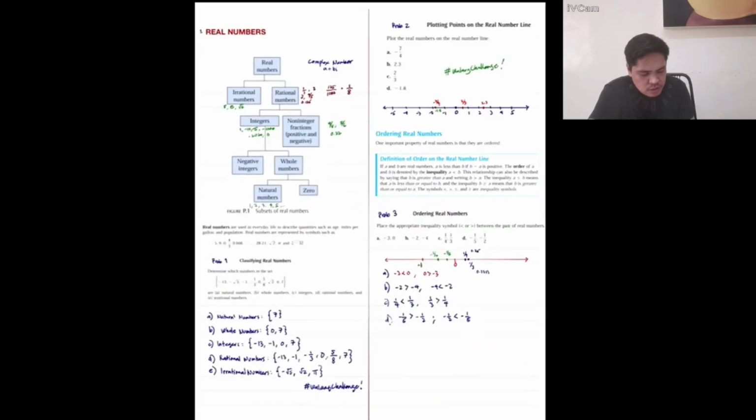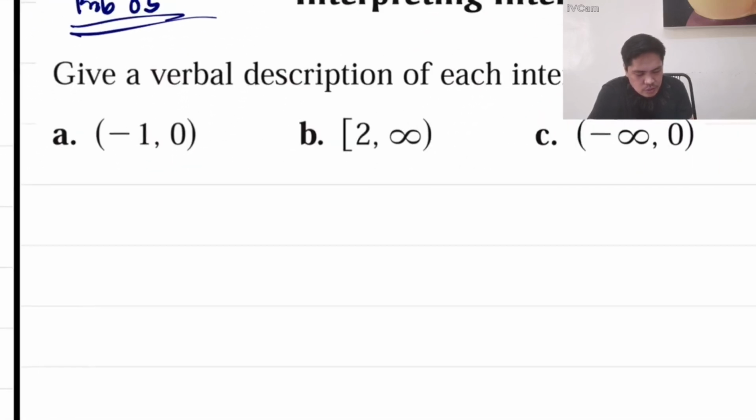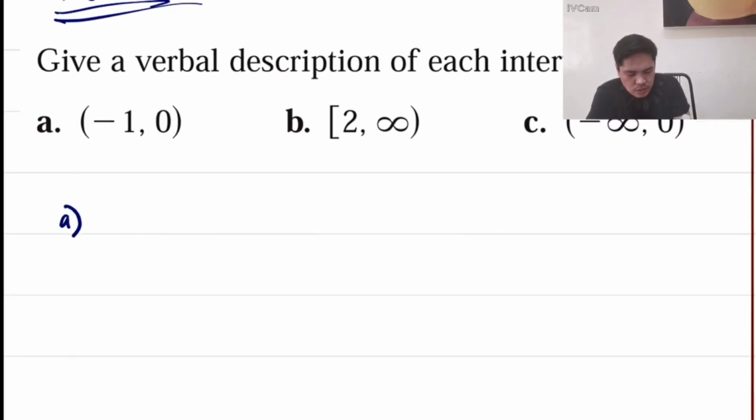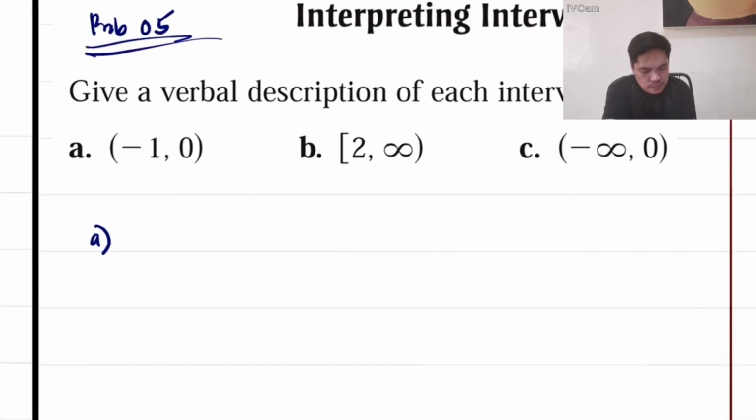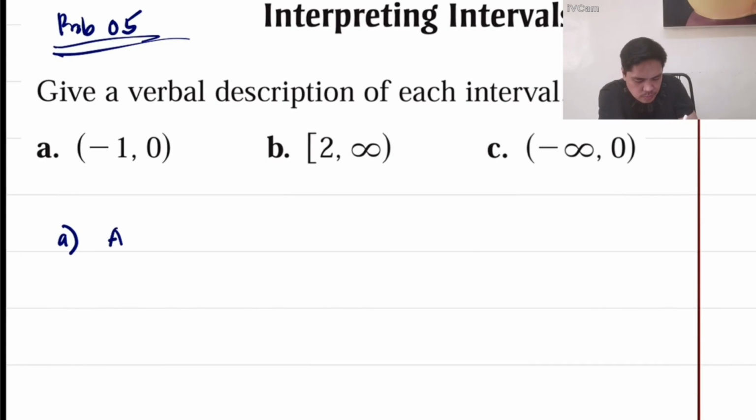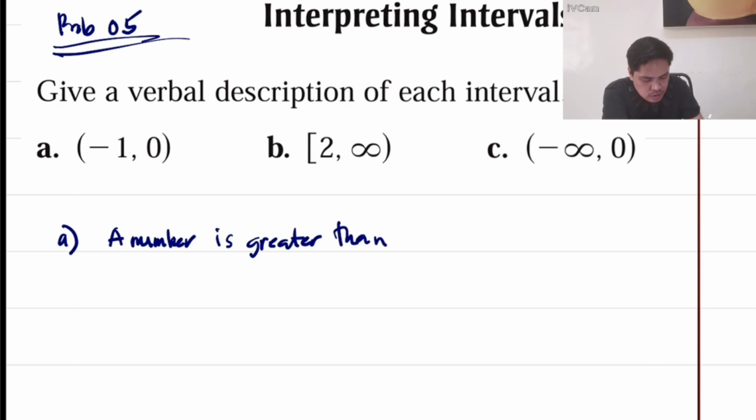For letter A, it's an open interval at both ends. So how do we write this? We can say that a number is greater than negative 1 but less than 0. Makes sense? Because this would be written as negative 1 is less than x is less than 0.